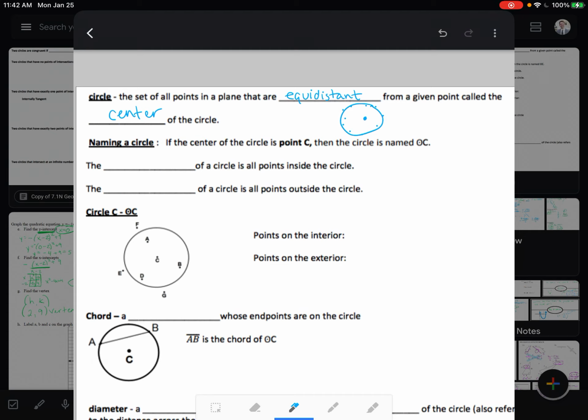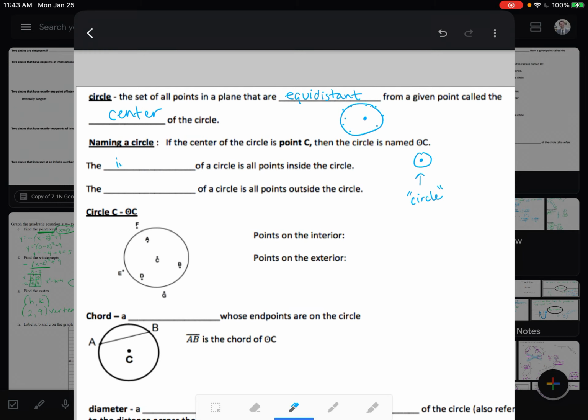All right, so how we name circles: if the center of a circle is point C, then the circle is just named circle C. The symbol for a circle is not an O, it's an O with a dot in the middle. That's how we can differentiate them. So that's the symbol that means circle, and then you just name it by the point that is in the center.